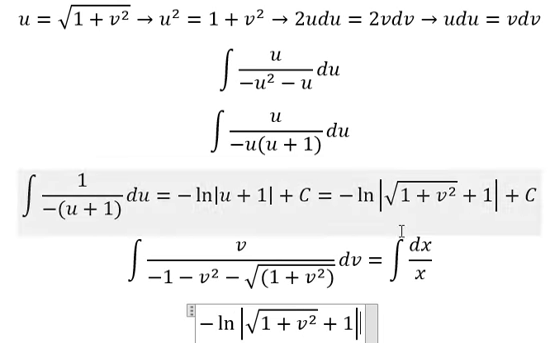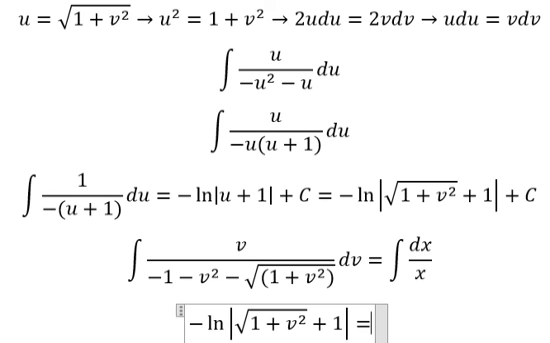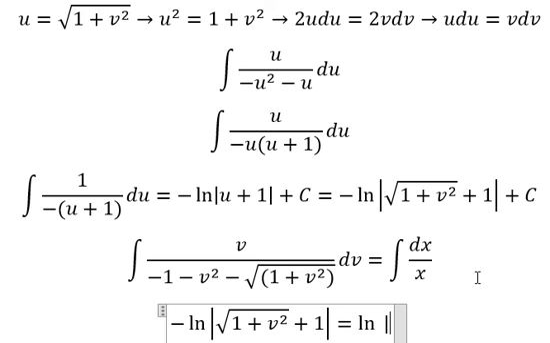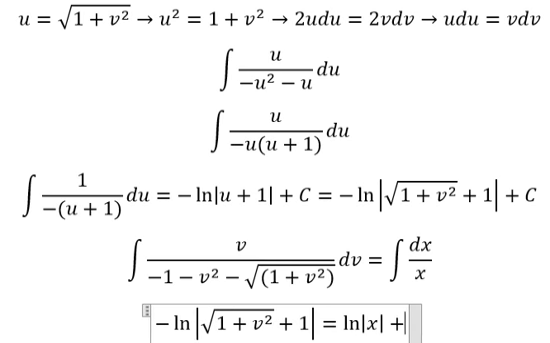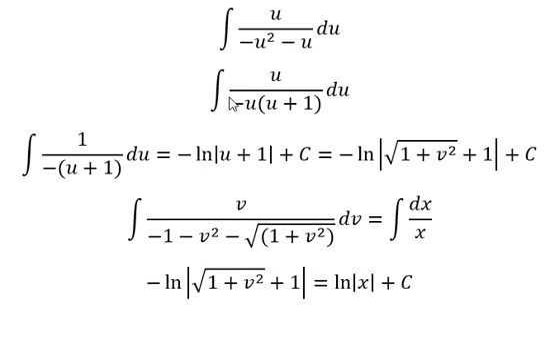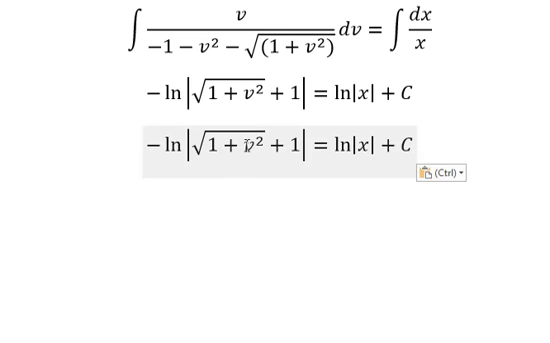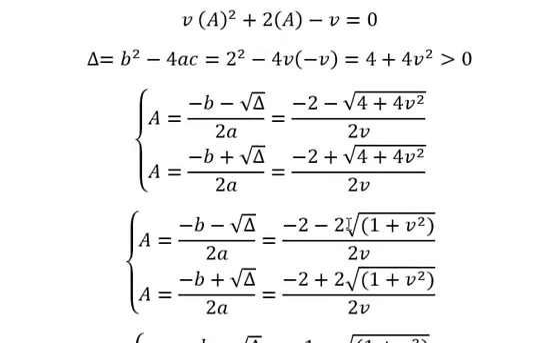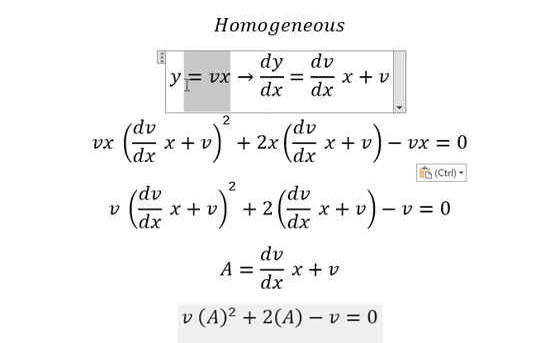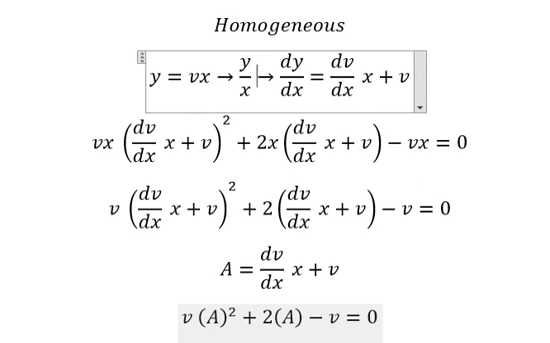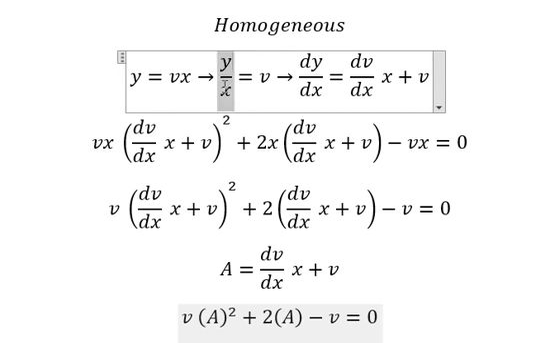The integration of dx over x, we have ln of the absolute value of x, and we put c. Next, about v, that is this one. So we divide both sides by x. So we put this one to replace v.